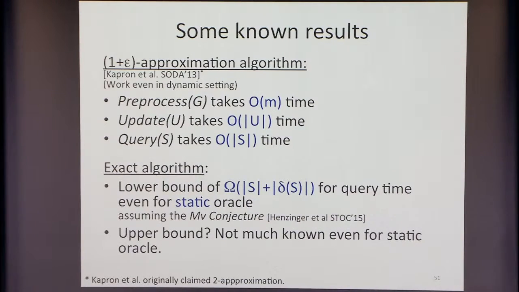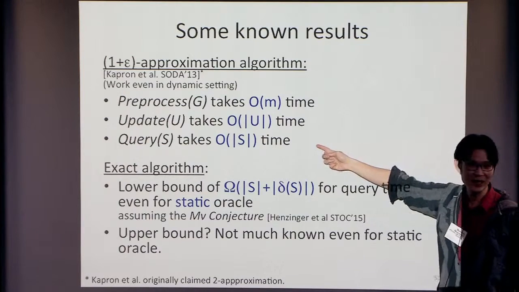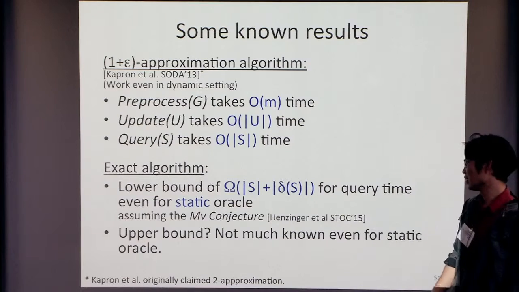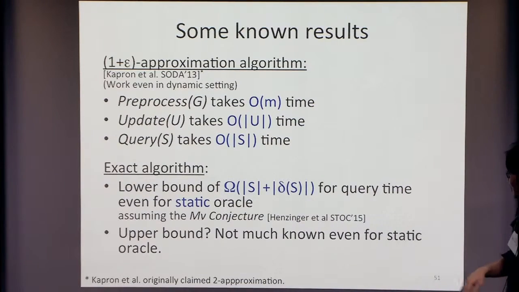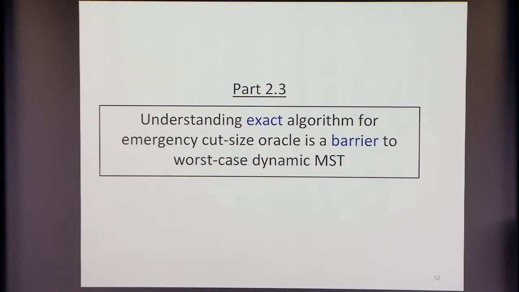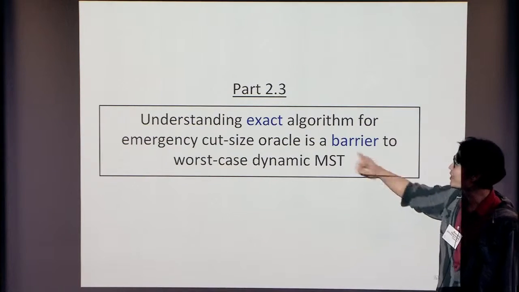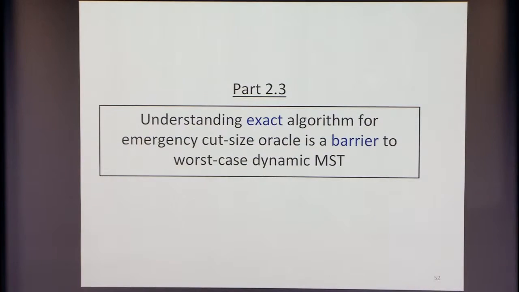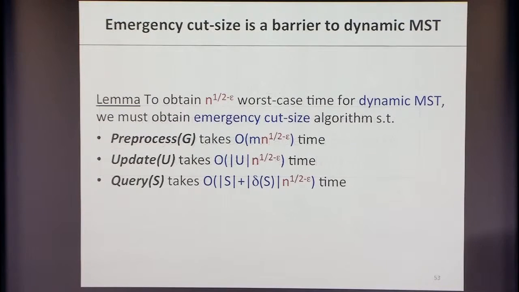Okay, so we have a lower bound that says that you cannot achieve exactly the same thing as approximation algorithm. How about upper bound? The problem is it's not known much, even for the static oracle. But the interesting thing is exactly here. My claim is that understanding exact algorithm for emergency cut size oracle is a barrier to worst case dynamic MST. And what I mean exactly is this.